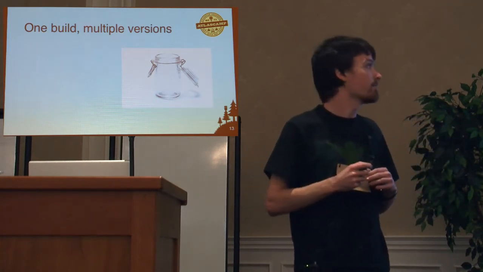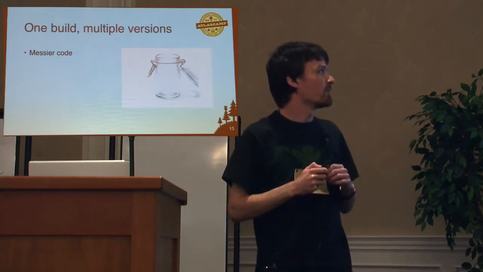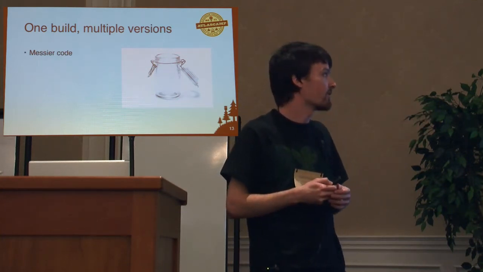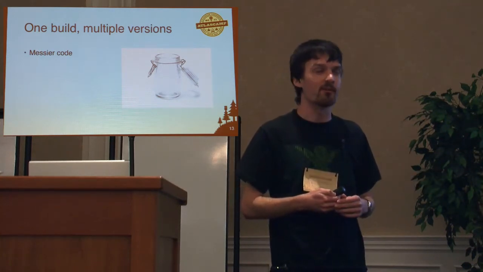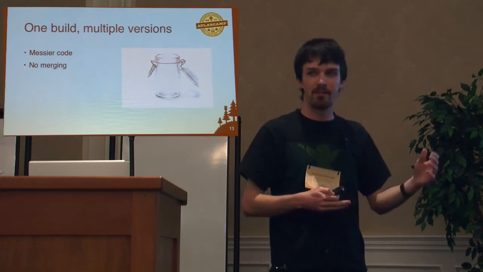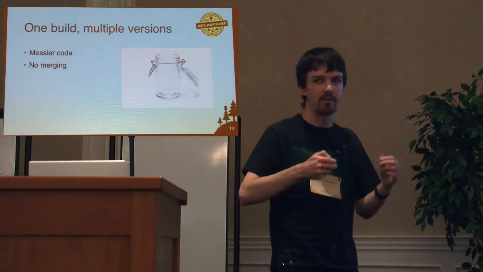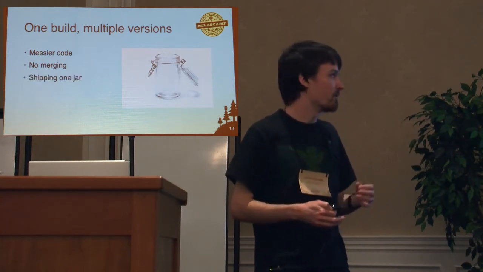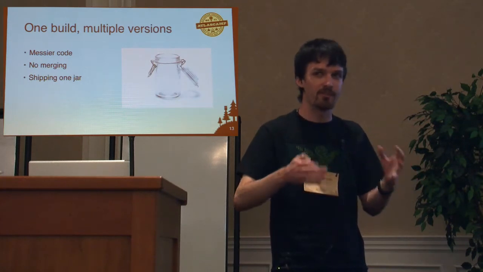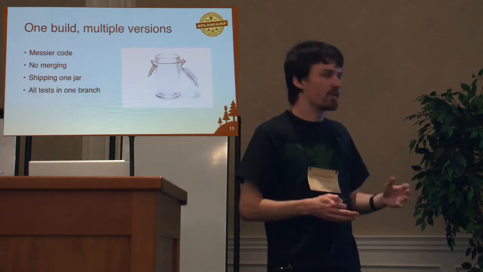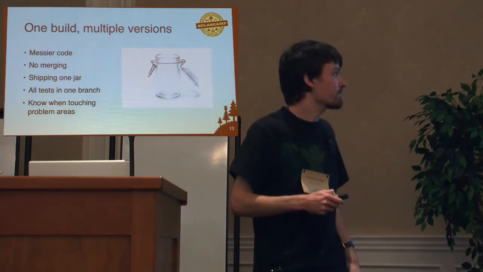Just a couple. Okay. So one disadvantage of the one build, multiple versions approach is that your code is messier. You have to deal with all these breakages within the code itself instead of dealing with them within branches. But there are significant advantages in the lack of overhead that is incurred. There's no merging between different branches. You're shipping one jar. When there are code changes that have to be done between JIRA versions, it's in your face. All your tests are in a single branch, and you know when you're touching the problem areas.